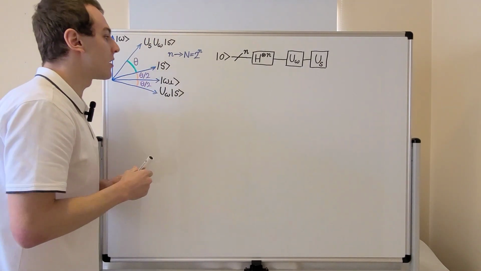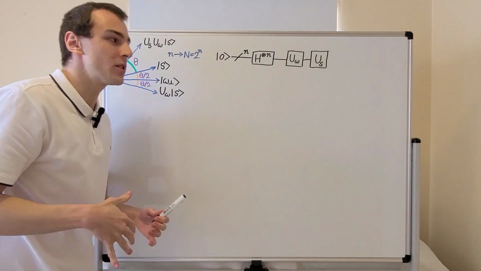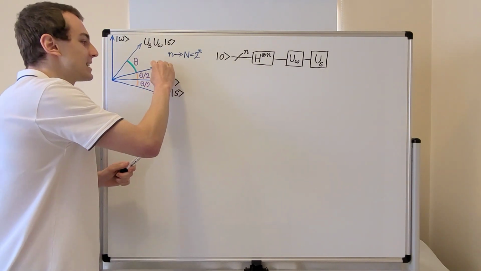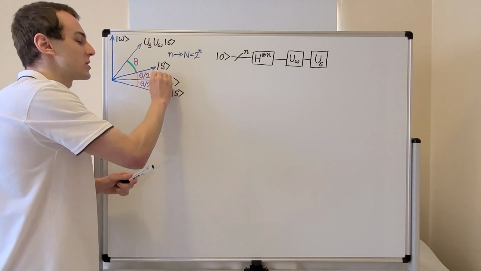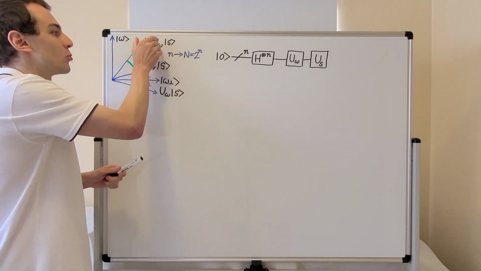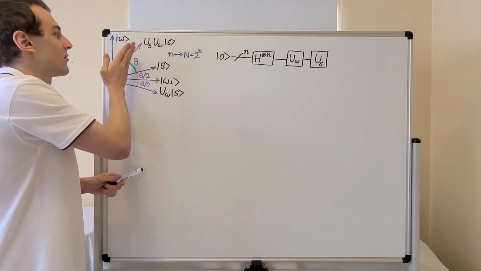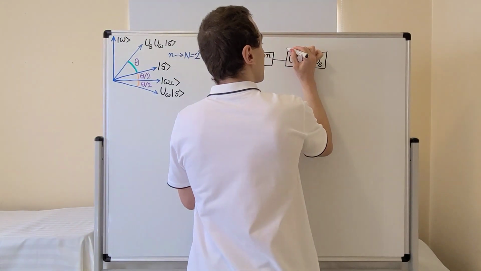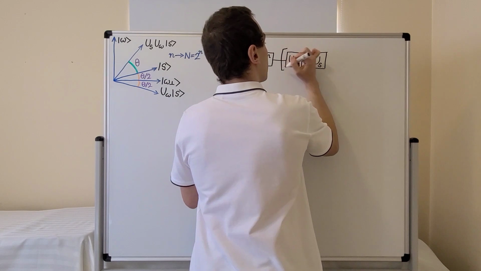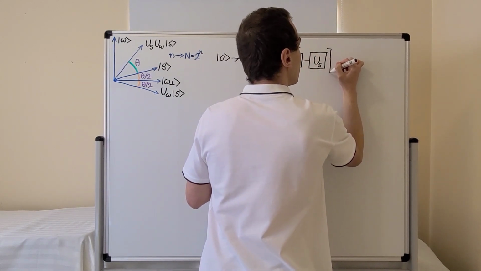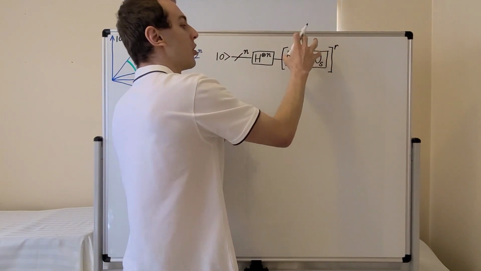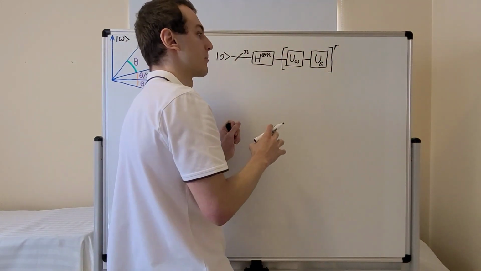But sometimes it's not enough to just apply it once. We have to apply it many times. We have to apply it iteratively. Because in general, this s might be really close to the horizontal axis. So we're going to need to reapply this many times to get very close to the vertical axis. So what I'm going to do is I'll put some brackets around this, and we're going to apply this r times. So that's r applications of this combination of unitary operators.